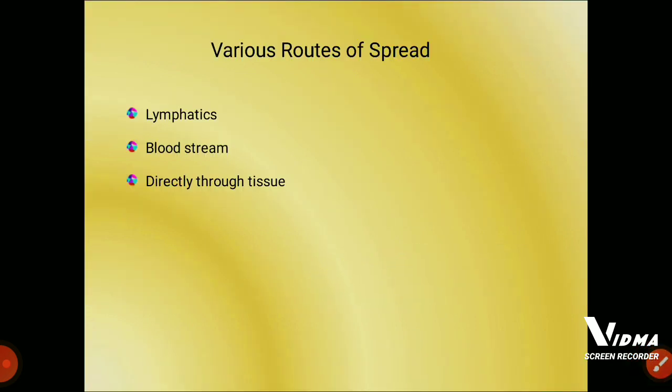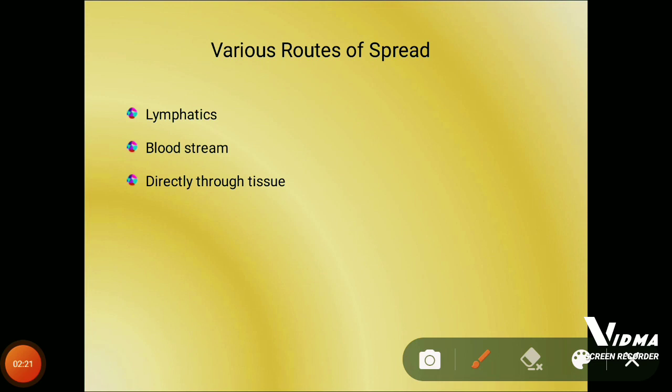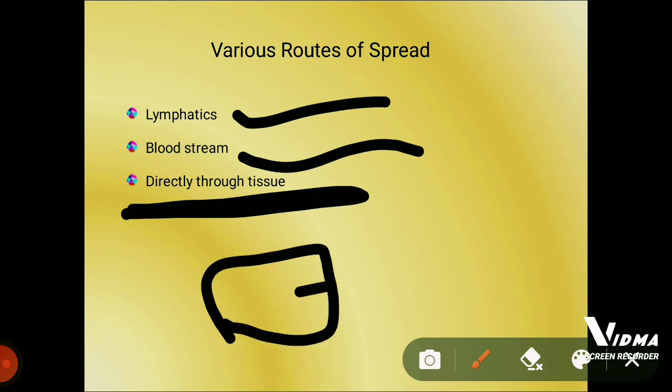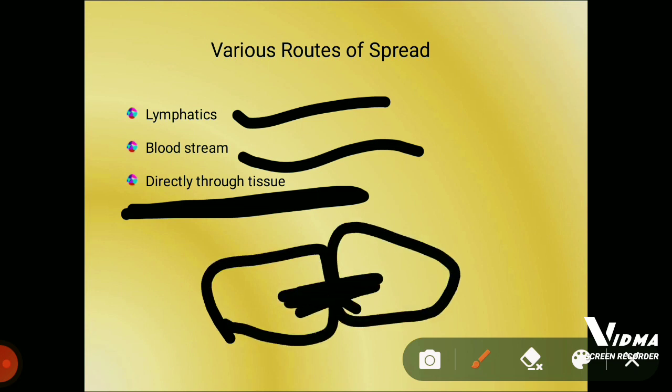Various routes of spread. Various routes of spread means how our infection gets spread to the soft tissues: through lymphatic drainage, the bloodstream, and directly through the tissue, which means one tissue is infected and it infects the other tissue side by side.